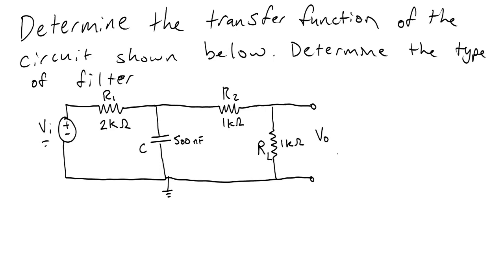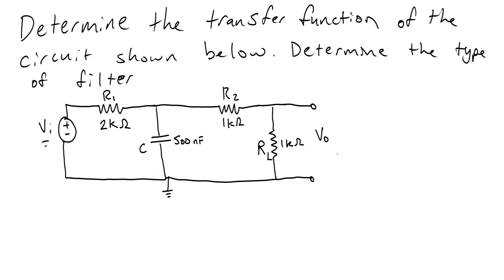When I approach these problems, I like to leave things in terms of their labels. So R1, R2, RL, and C, along with VI and VO. I'm going to use that to keep things really clear, and then at the end, I can just plug in their actual values.